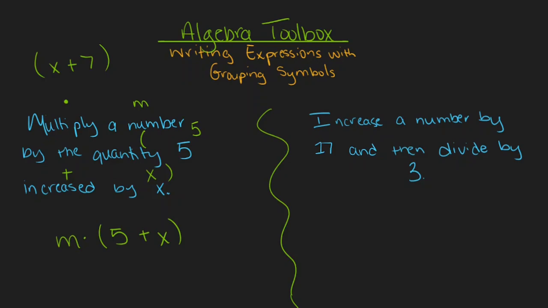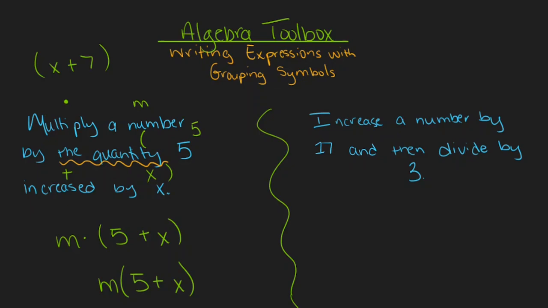Now that we've corrected that order, I do see that I don't actually need the multiplication symbol between m and the quantity, because I can just put m as a variable right up against that quantity and use it as a coefficient. So I can write this as m times the quantity 5 plus x. Again, the element of this problem that let us know we were going to have to use parentheses was asking for the quantity. The quantity of 5 increased by x had to be placed inside parentheses.